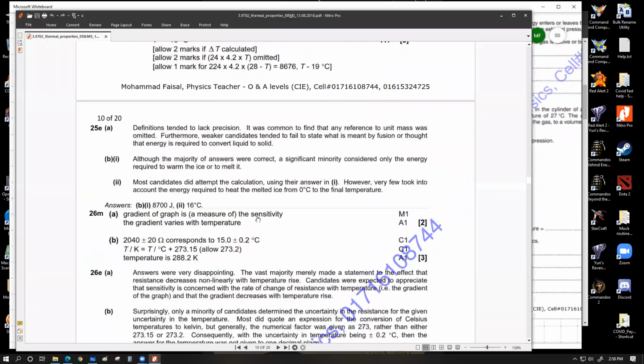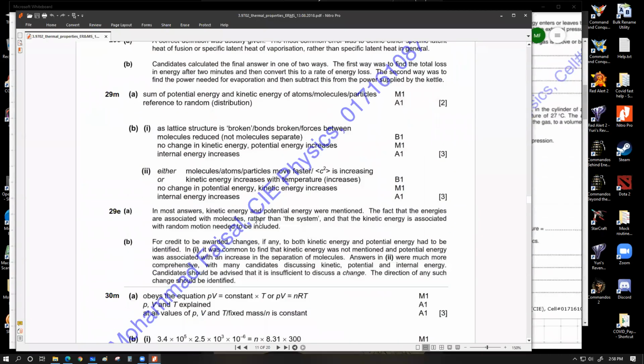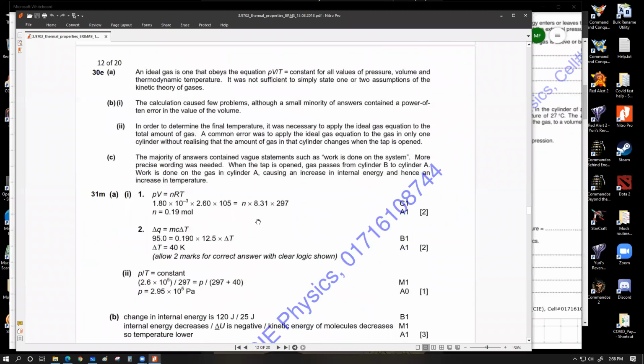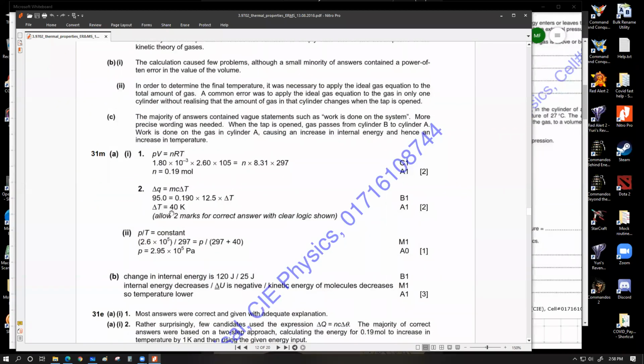31. Q, delta Q goes to MC delta T. So in this case, the M was actually the mole number, like I showed you earlier. So you can find out the delta T equals 40 Kelvin, or allow 2 marks for correct answer with clear logic shown. So if you don't go for this formulation, if you just go by unitary method, they're gonna also equally accept that.